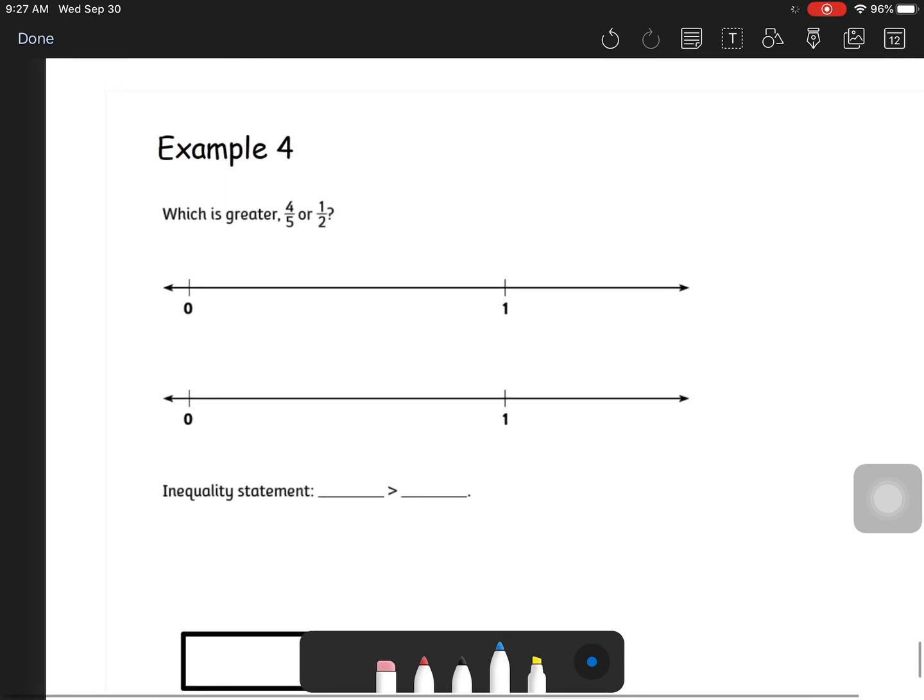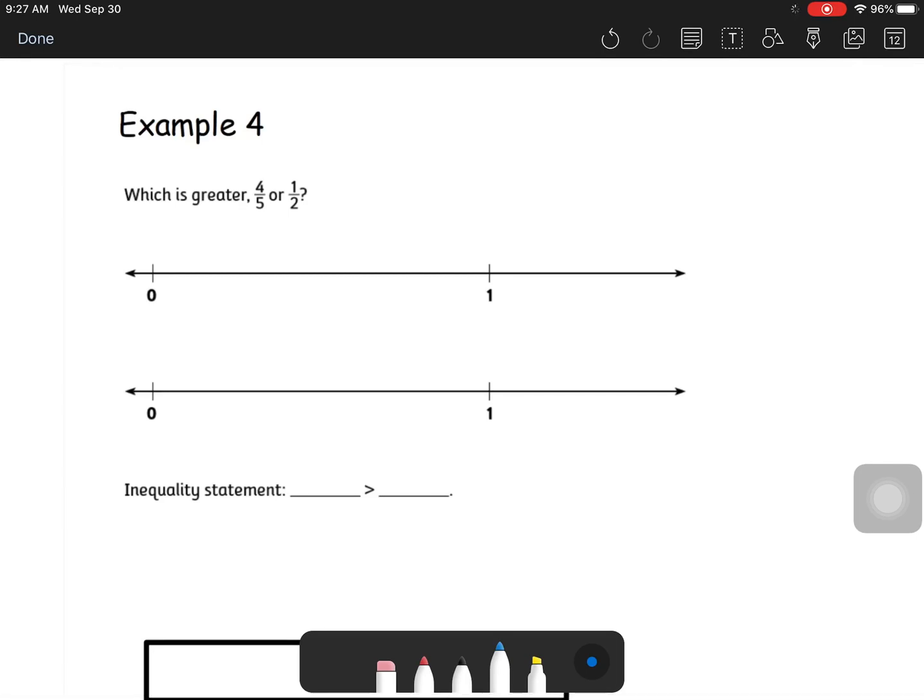So which is greater, 4/5 or 1/2? So they give us some number lines. Maybe you can figure it out. You know, 1/2 is right in the middle. 4/5 is going to be real close to 5/5, right? If I go here, 5/5 is here, 4/5 is right next to it. Half is back here, right? So you probably know 4/5 is going to be greater than 1/2.